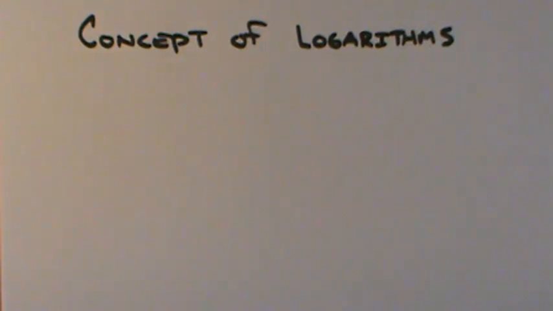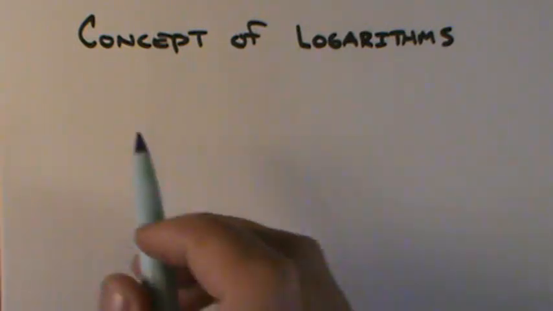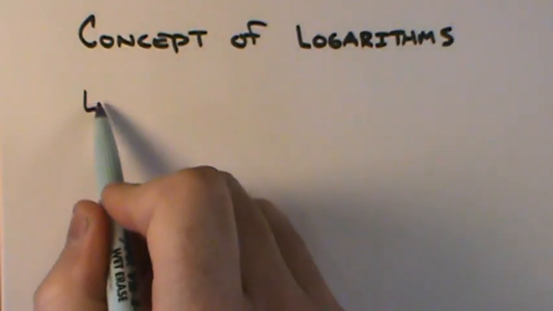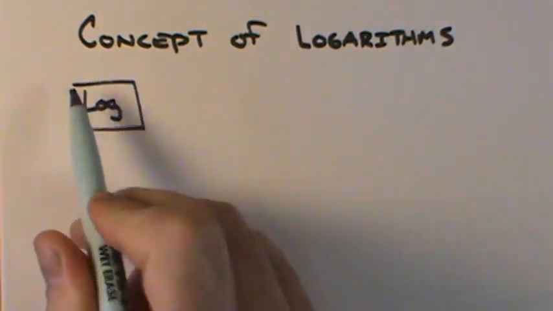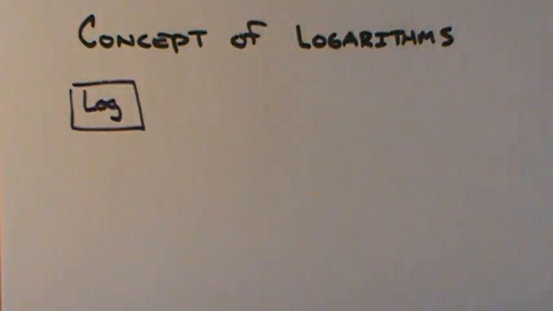Here I'd like to introduce the concept of logarithms. A logarithm on your calculator is most often noted as the button that says log. People for short will say log. So what is a log? A log is just another way of writing exponents. It's a way of taking that exponential value and turning it into a linear concept.